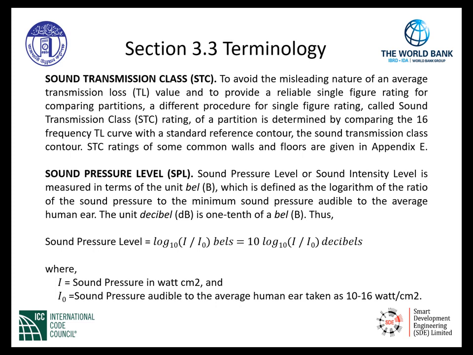Sound pressure level, SPL. The sound pressure level, or sound intensity level, is measured in terms of the unit bel, abbreviated B, which is defined as the logarithm of the ratio of the sound pressure to the minimum sound pressure audible to the average human ear. The decibel, dB, is 1/10 of a bel. Thus, sound pressure level equals log to the base 10 of the quantity I over I sub 0 in bels, which would equal 10 log base 10 of I over I sub 0 decibels. As you can see, it is 10 times the amount related to bels.